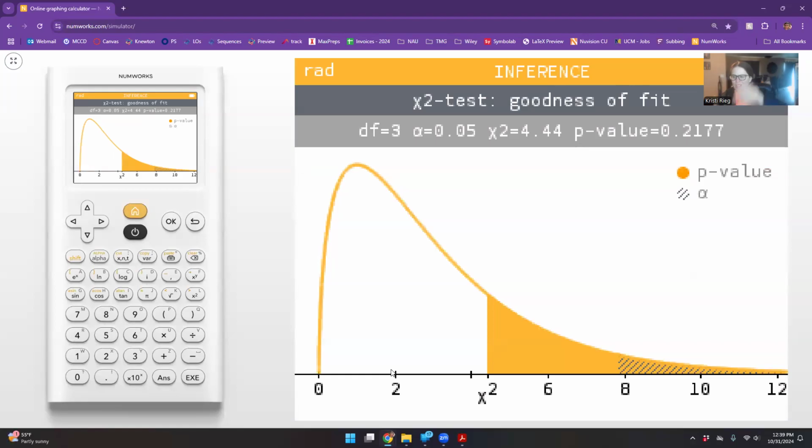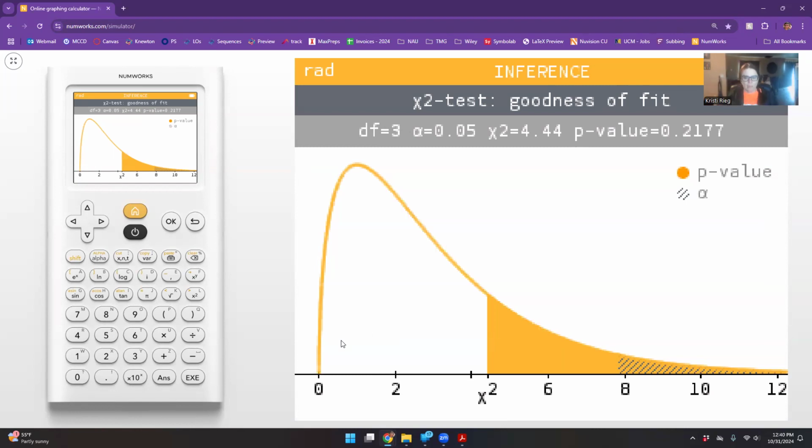So if I'm trying to touch the computer like you can see, it's 2, 4, a little more than 4, 6, 8, 10. So that's where chi-squared is at 4.4. That represents almost 22% of this picture, which is way bigger than our shaded in alpha. So this is do not reject.